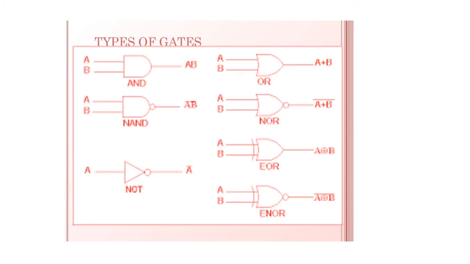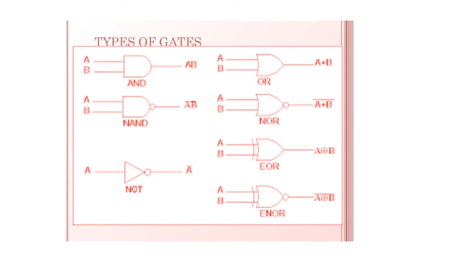Similarly, we have a NOR gate. So a NOR gate is a combination of an OR gate and a NOT gate. If we put the symbol of an OR gate followed by a bubble at the end, then it is called a NOR gate. And the output is represented by A plus B. So that is the output of the OR gate, and then invert it. So inverting it will result in A plus B the whole bar.